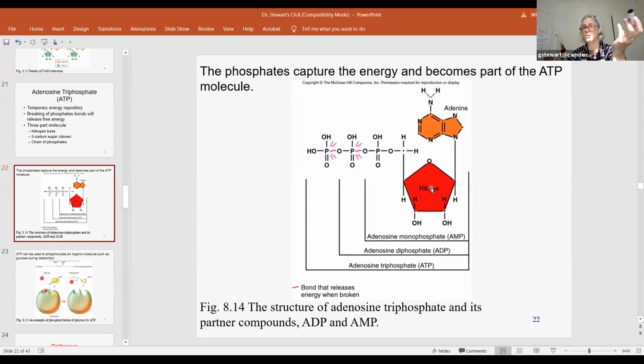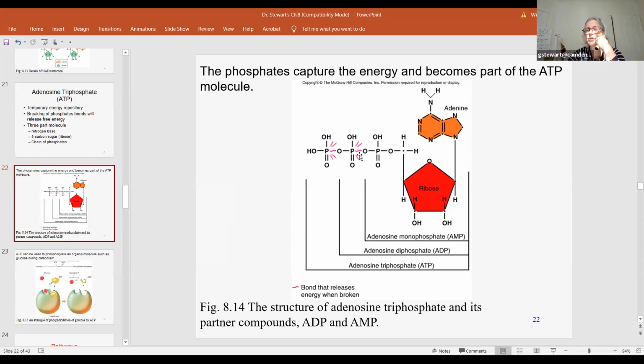This is the same molecule we would use to make RNA. It's the same base, but in RNA it's attached to ribose, not deoxyribose. So here's adenine, here's the sugar, and then we have these 3 phosphates. And these little arrows here are supposed to help you remember that this is where the most energy is stored. When this bond is broken between the 2nd and 3rd phosphate, the most energy is released.